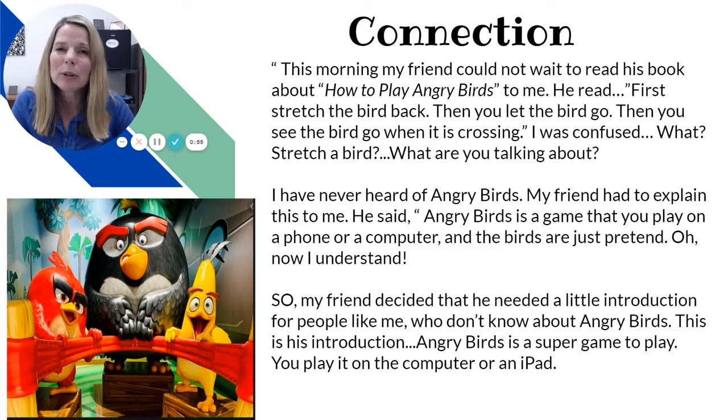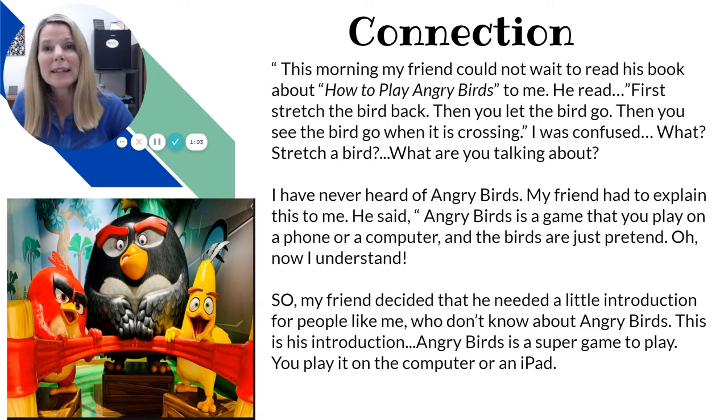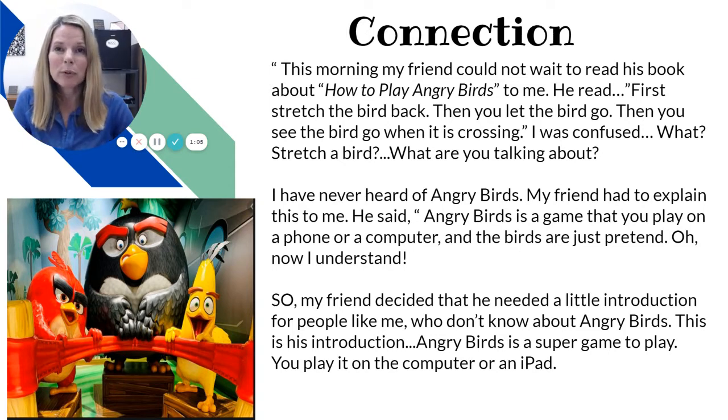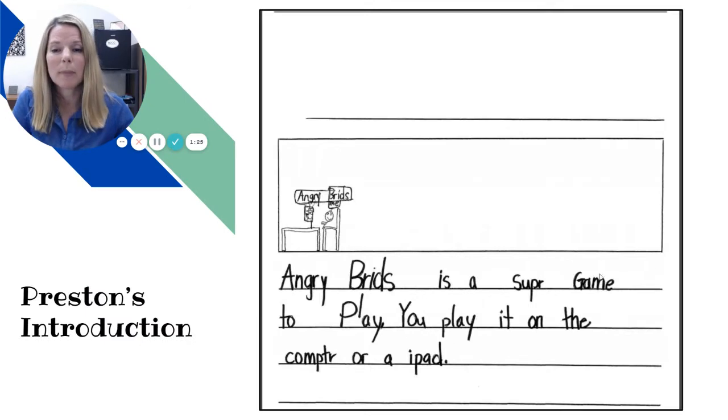He said that Angry Birds is a game that you play on a phone or computer and that the birds are just pretend. And that you slingshot the birds across the screen to hit the bricks. And once you hit the bricks, the pigs underneath will pop. And he said the goal is to pop all the pigs. Well, now I understand. So he decided that he needed a little introduction for people like me who don't know about Angry Birds. So here's how his introduction looks.